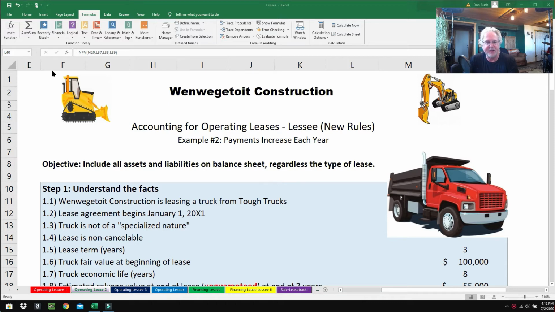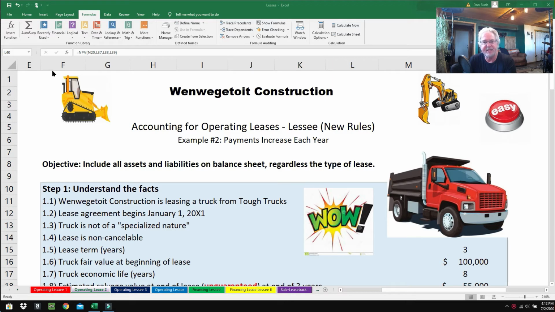I've been a professor for about 30 years and a CPA for about that long, and I've got fantastic ways to teach accounting, ways that you'll understand. And today we're going to study operating leases. Once again, this is example number 2.